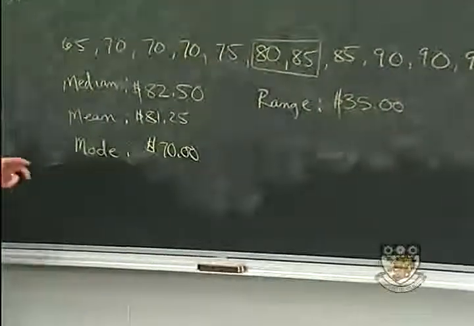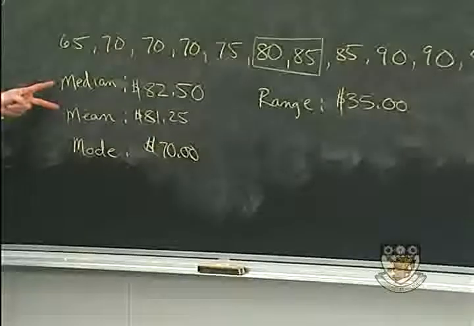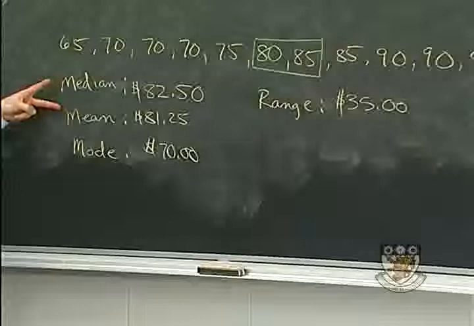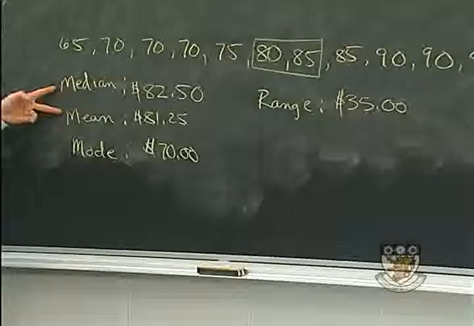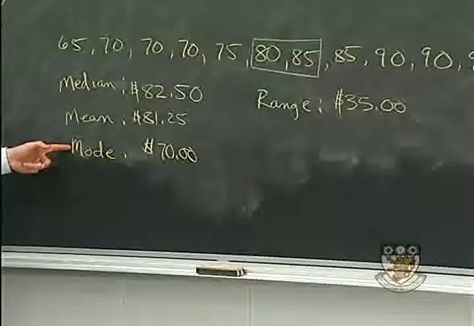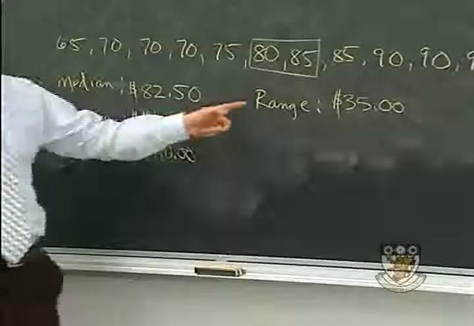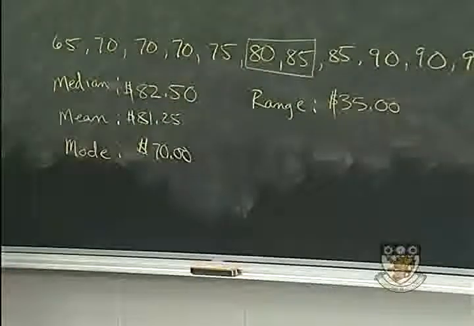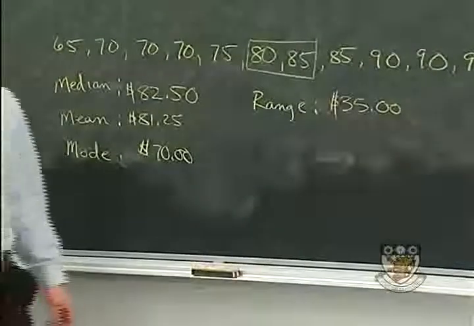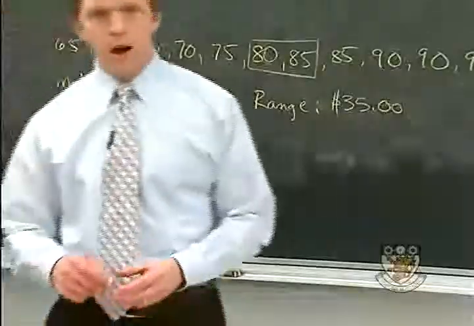Typically in a list, not always the case, but typically in a list, the median and the mean are very close to each other. It's not always the case, but a lot of times it is. The mode can be anything because it's just the most common. And the range obviously is the difference of those two. So that is the basics of statistics and our view of them.